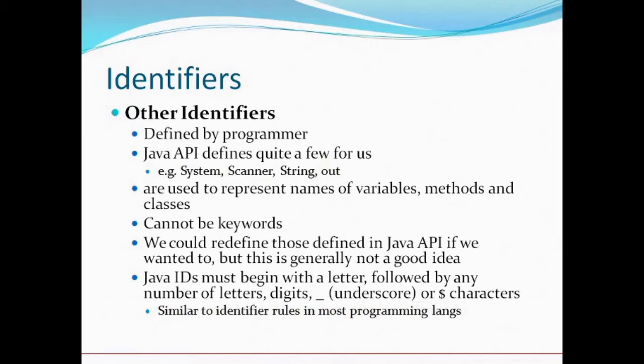Now, there are some other identifiers, like those defined by a programmer. Suppose in Java we have System, Scanner, String, or out. These are also keywords, or sorry, these are identifiers. Okay. Why identifiers? Because these are the names of the classes. Now, if we want to create our own variables, as you might know, variable is a general term that sometimes is used with identifiers.